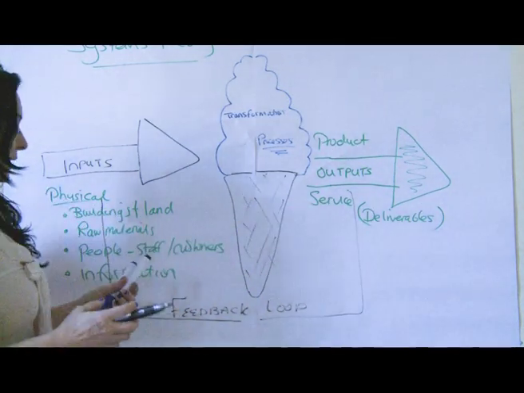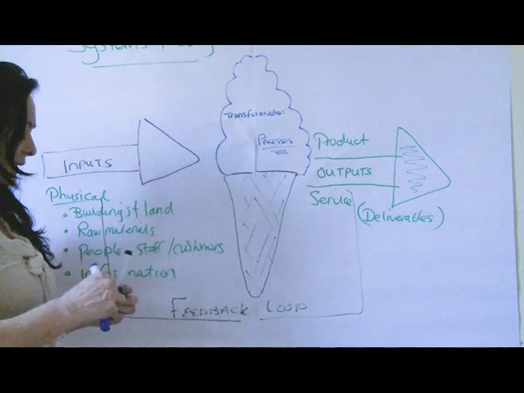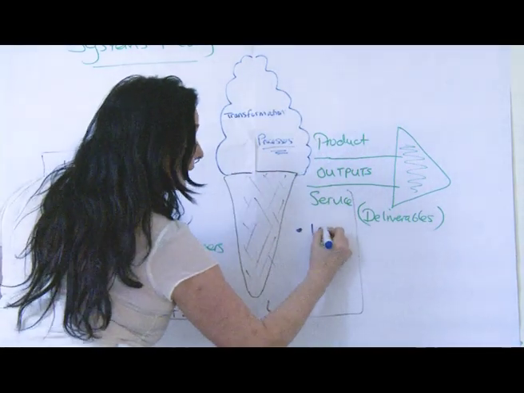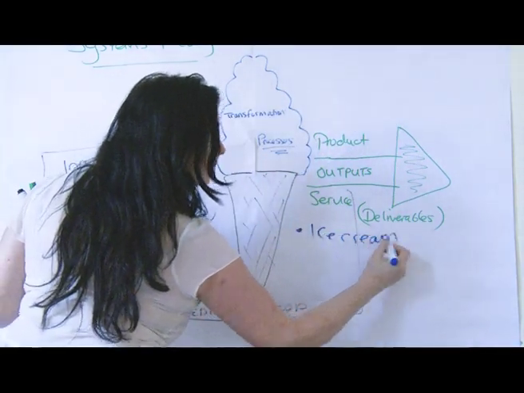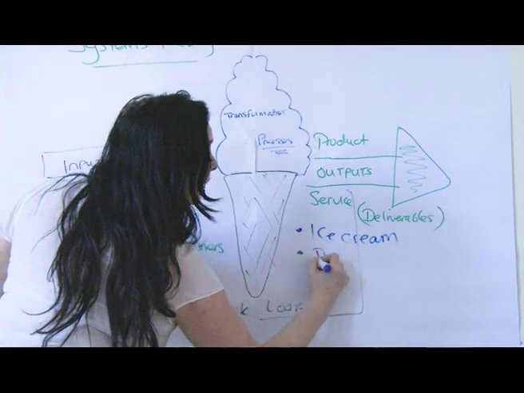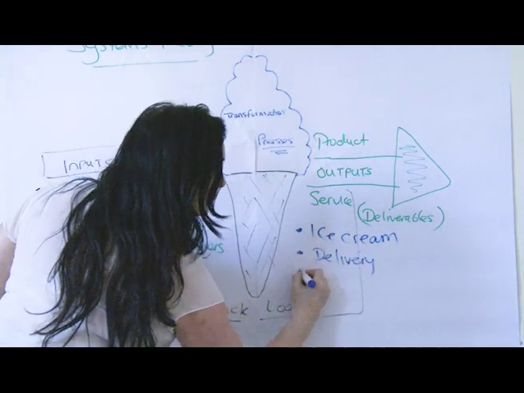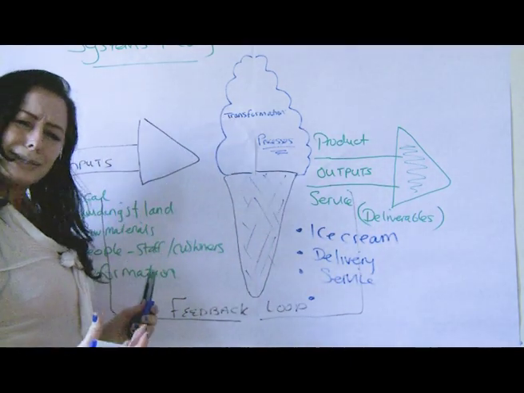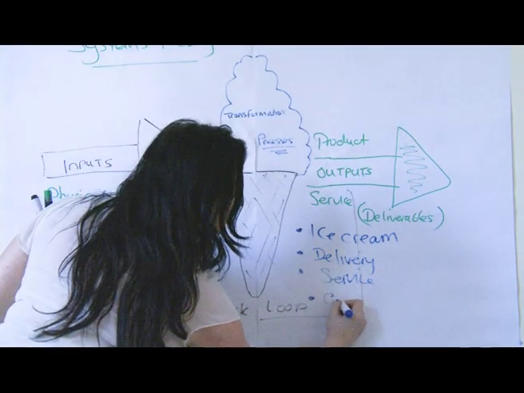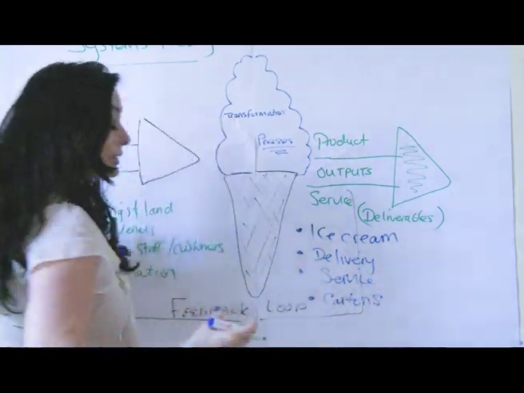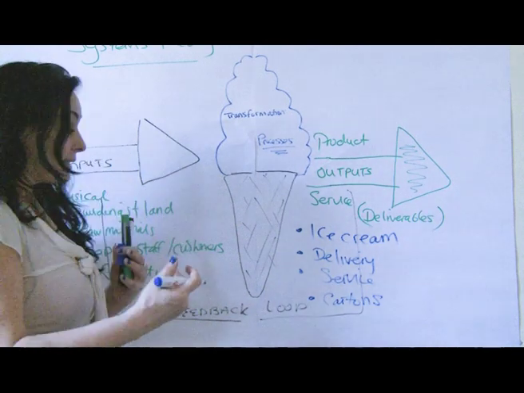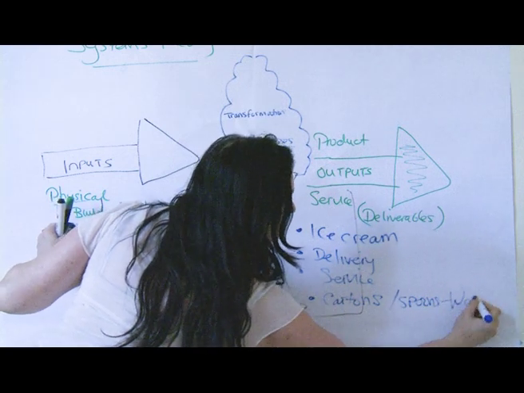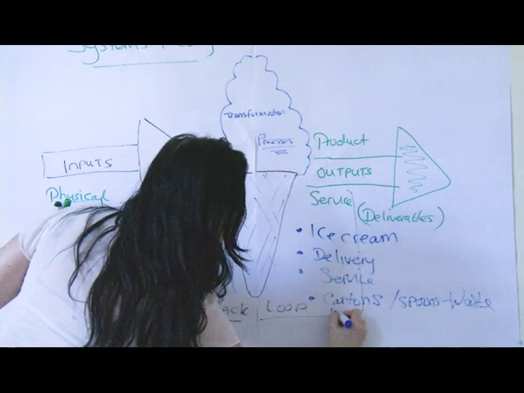Now, obviously the outputs here are going to be a little bit different because we've got all the materials, we will have transformed them, but what sort of outputs are we likely to get? Well, we'll get the ice cream, which is the main output. We'll get the delivery. We'll get the service. But also, we'll get some waste, won't we? So we'll have waste cartons, because obviously we put them in tubs, and we have the plastic spoons as well. So we're going to have some waste here.